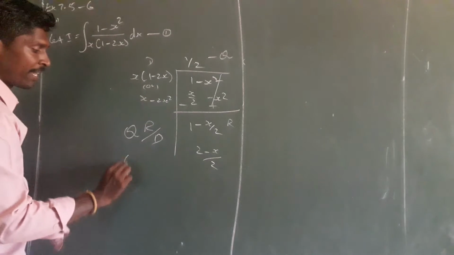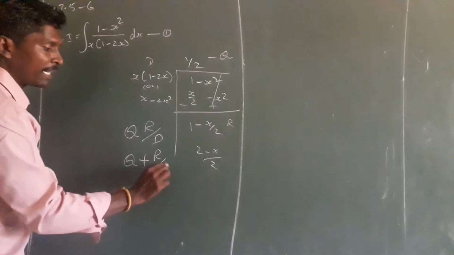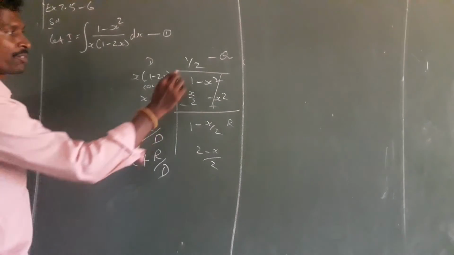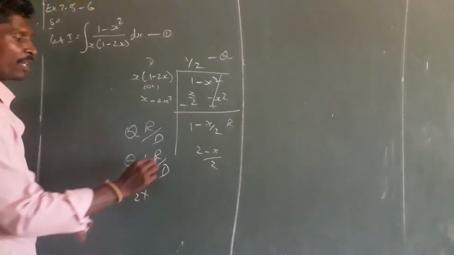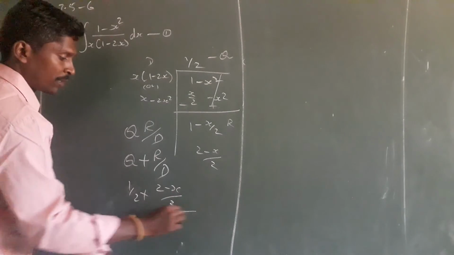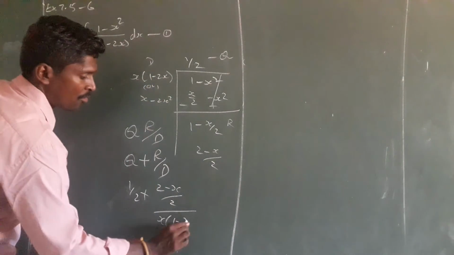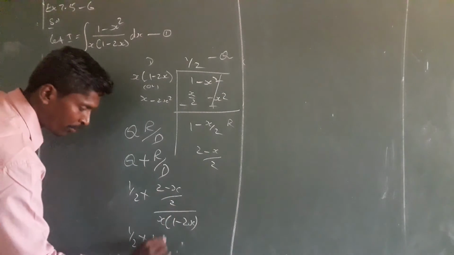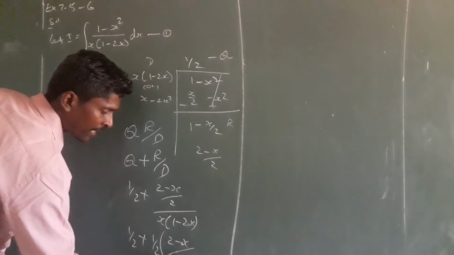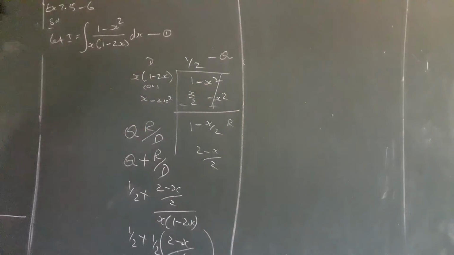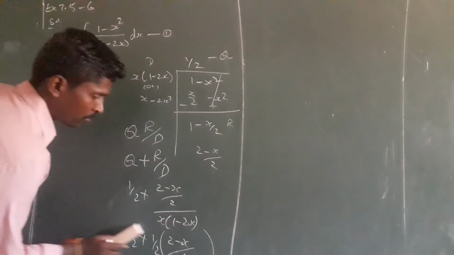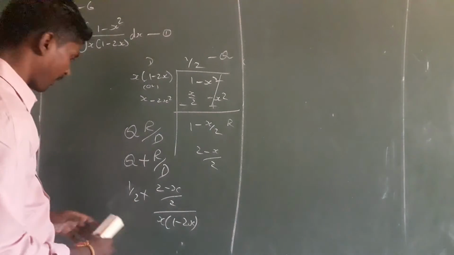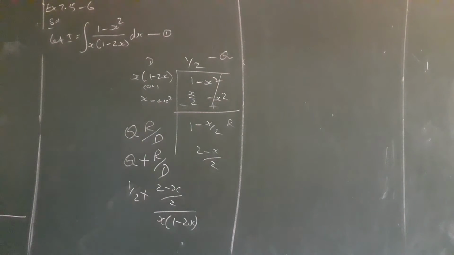You can write it one more way: quotient plus remainder by divisor. So instead of the quotient, you write 1 by 2. The remainder is 2 minus x by 2, divided by the divisor, which is x into 1 minus 2x. The same way we can take 1 by 2 outside. So 1 by 2 into 2 minus x by x into 1 minus 2x. Okay, x into 1 minus 2x. The same term we can write as 1 minus 2x.